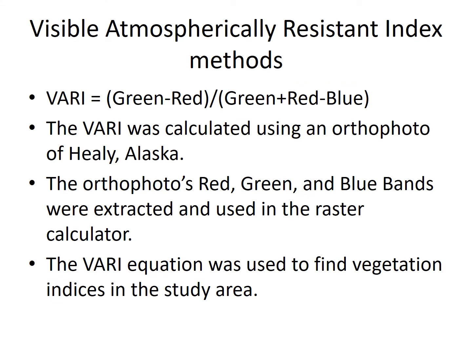So the methods I used for that, it's basically green minus red divided by green plus red minus blue. And I just extracted the 3 bands and used them in the raster calculator to find the vegetation indices.